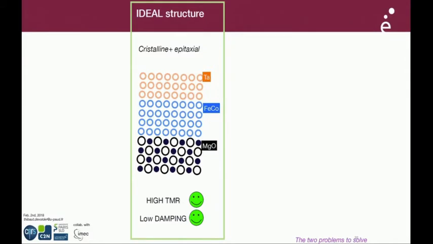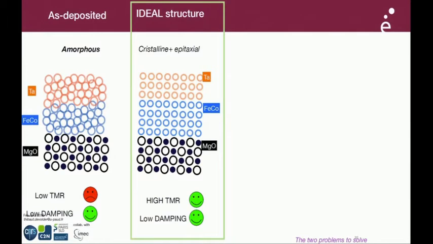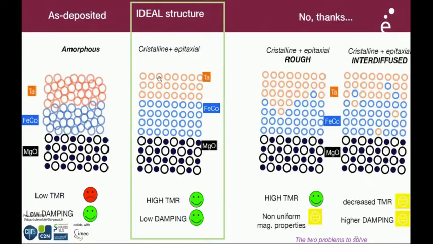If you manage to have this structure, you're going to have a very good tunneling magnetoresistance and a very low damping. When we deposit the sample, we have to deposit it in the amorphous state for technological reasons. So we start from a situation where we have a low TMR and a reasonably low damping if there is no intermixing. Ideally we would like to change from the as-deposited case to this ideal structure, but in practice, when we anneal the system to crystallize, we get samples that typically look like this, where you have a roughness at the interface between the cap and the magnetic metal, and some interdiffusion, and this will degrade the TMR and the damping.